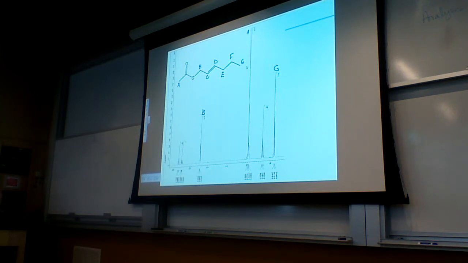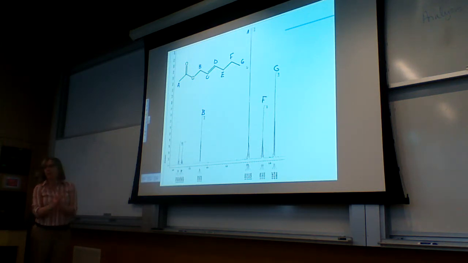Now E and F, we can probably tentatively assign F as the one that's second furthest upfield because it's going to be furthest away from anything. And then E is going to be slightly downfield because it's alpha to an alkene.